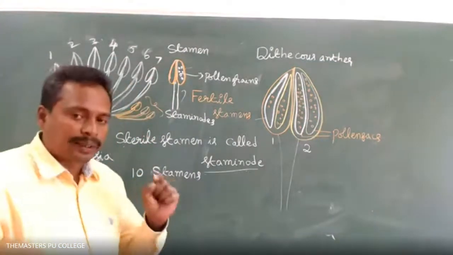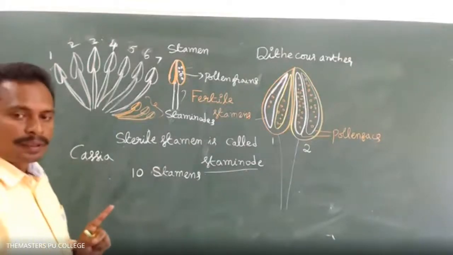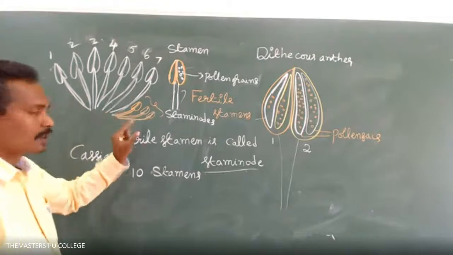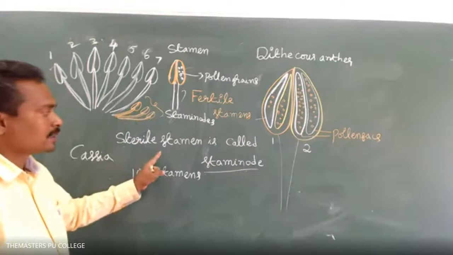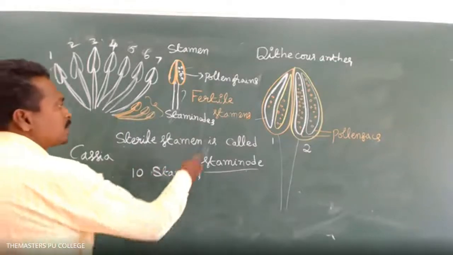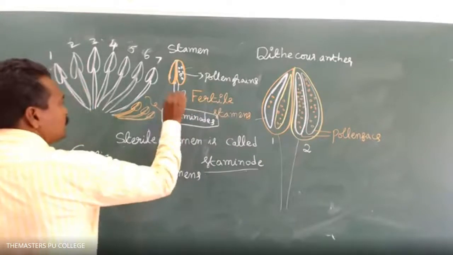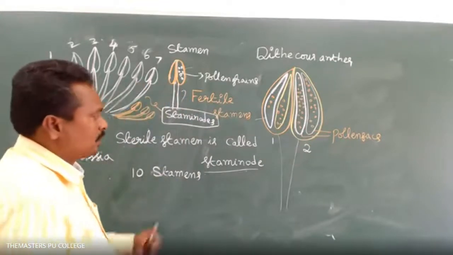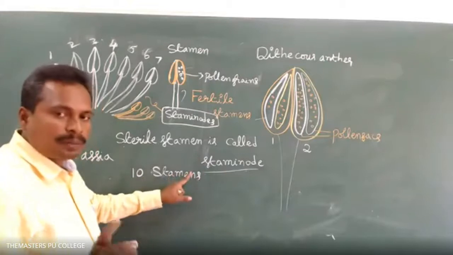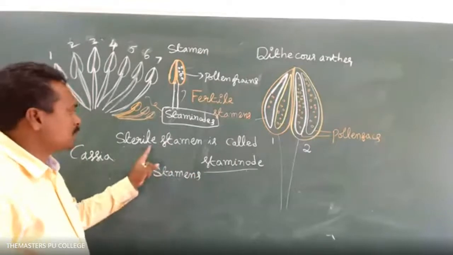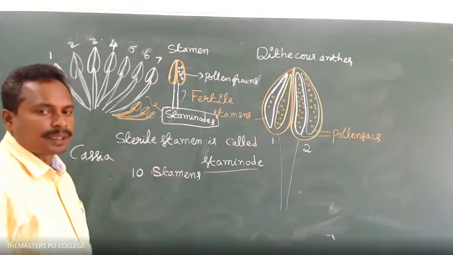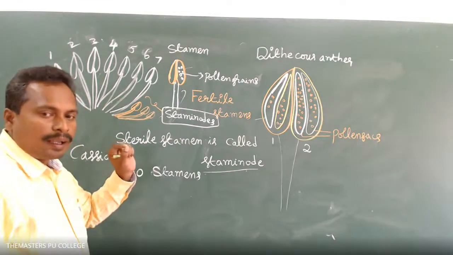Whereas in few of the plant species flowers, few stamens, for example Cassia, do not produce the pollen grains. So these stamens are called as staminodes. Sterile stamens are called as staminodes. Regarding this, from the theory, subjective point of view, one more question is: what is a staminode? Sterile stamen is called staminode.